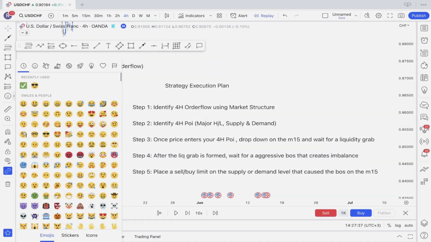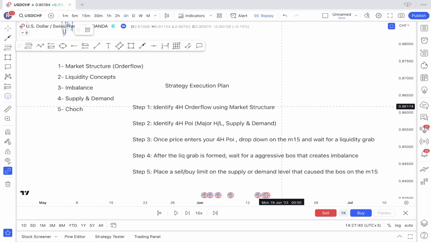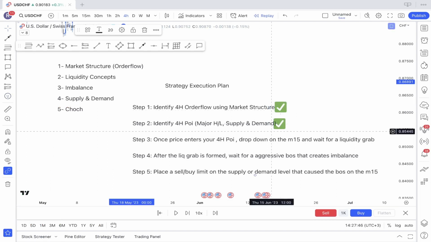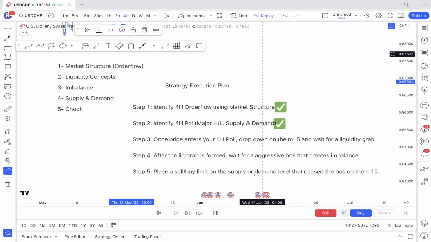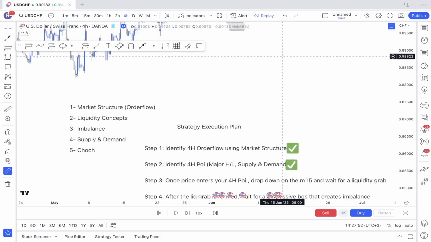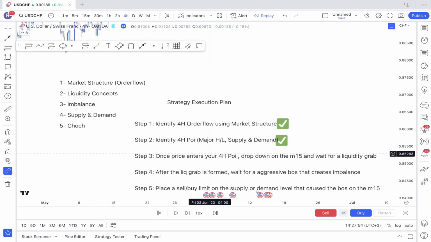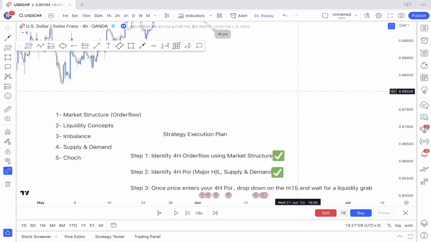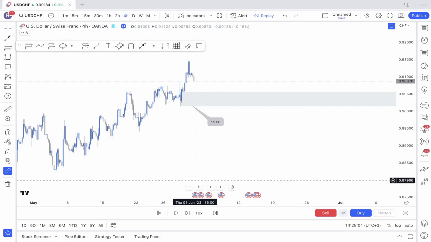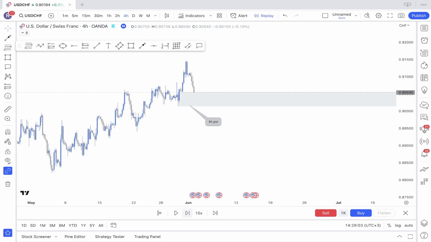Okay, so we can put a tick right there and then another one right here. And you can also feel free to take a screenshot to save this execution plan, if it makes things easier for you. After that, step number three, we then need to wait for price to enter this 4-hour point of interest. Okay, so let's wait for price to enter this 4-hour point of interest.